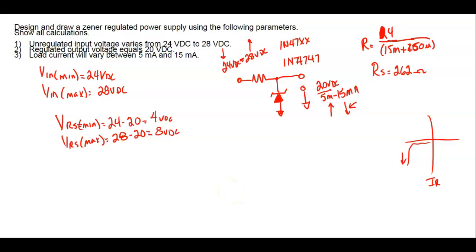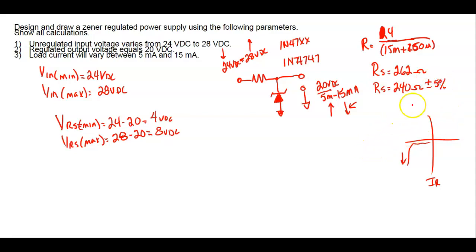So what would be the next standard size? Who looks this up? RS, 240 ohms. And then we're using a plus or minus 5%, right?